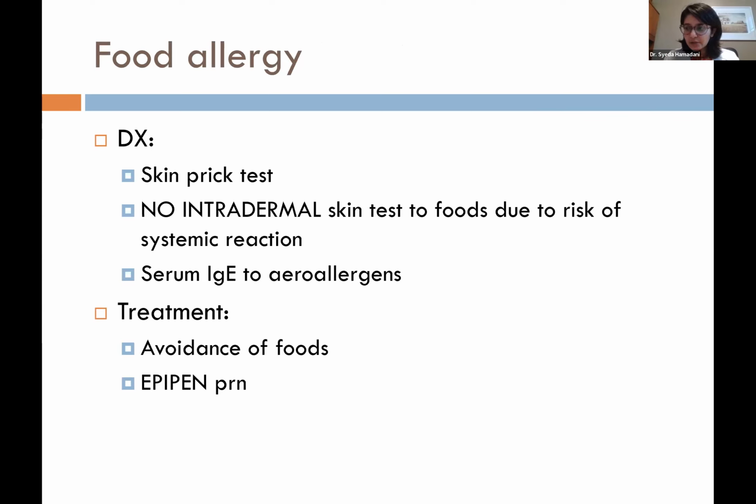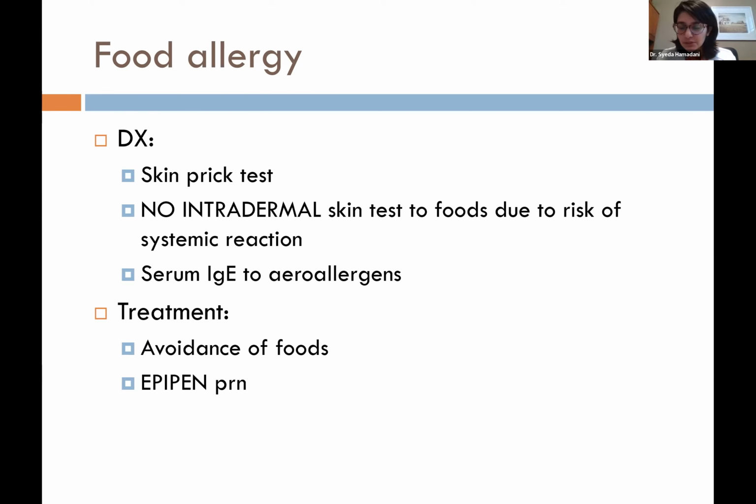Food allergy is another diagnosis that we see quite often. And typically the way we diagnose, obviously history is a very important component of diagnosing food allergy. And there's lots of food reactions out there. Not all of them are IgE mediated food allergies. But if the history is consistent or points us towards this diagnosis, we can confirm it by doing skin prick testing for foods. We don't do intradermal to foods due to risk of systemic reaction.